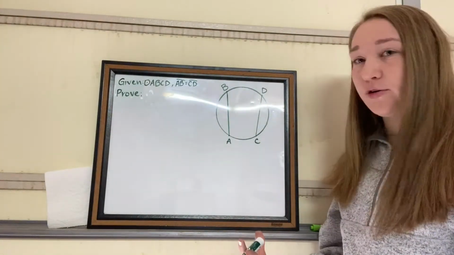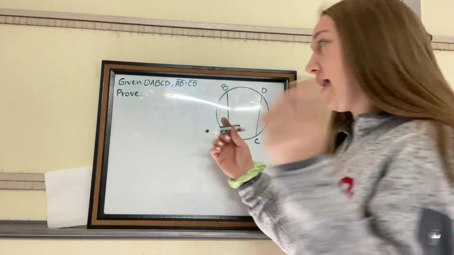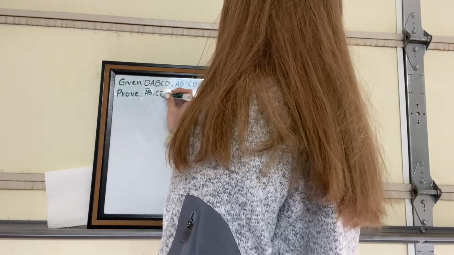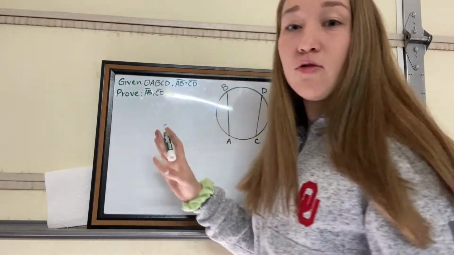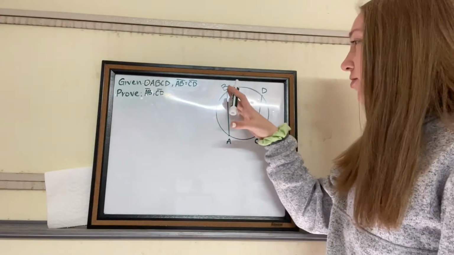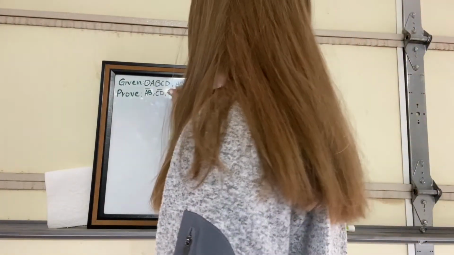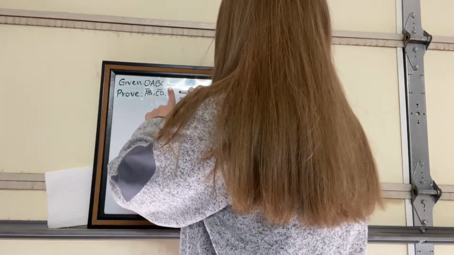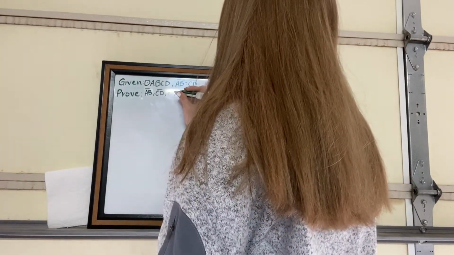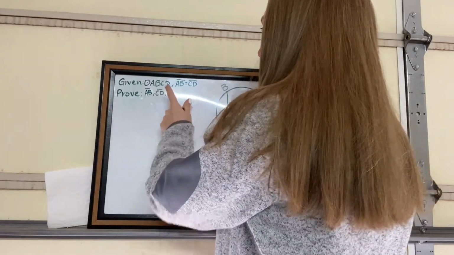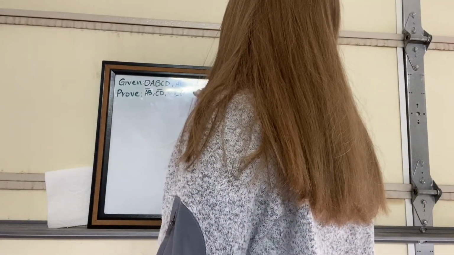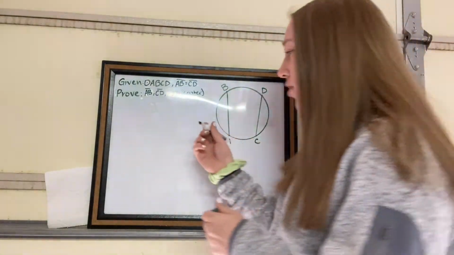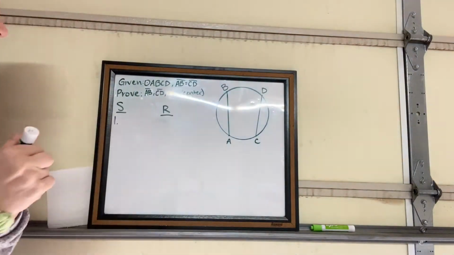So what we're trying to prove is that line AB and line CD are both equally distant from the center point of the circle, which we're going to call E. I'm going to say equally distant from point E, which is the center. Okay, so that's what we're trying to prove today. So, I'm going to move to this side.